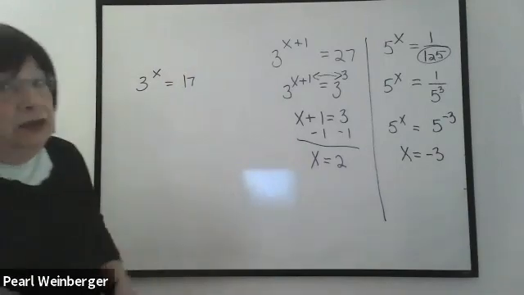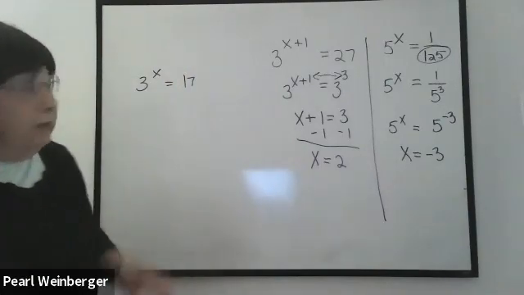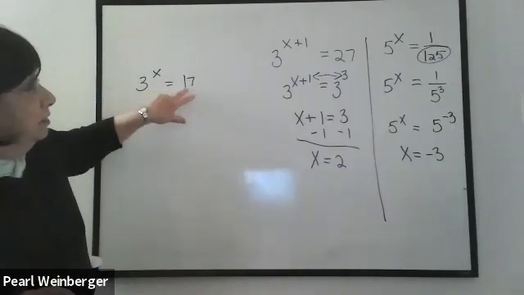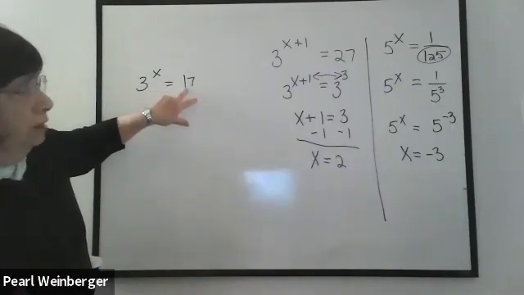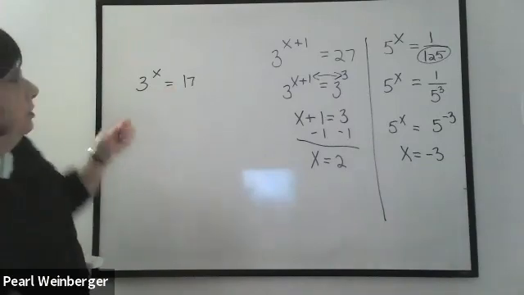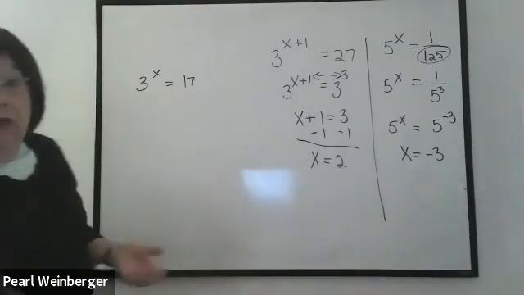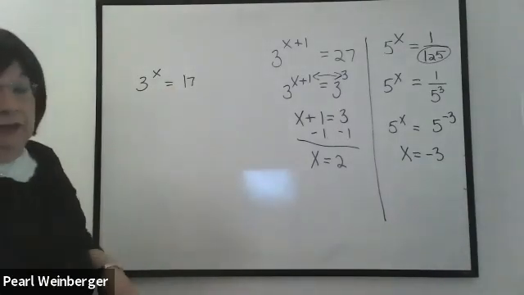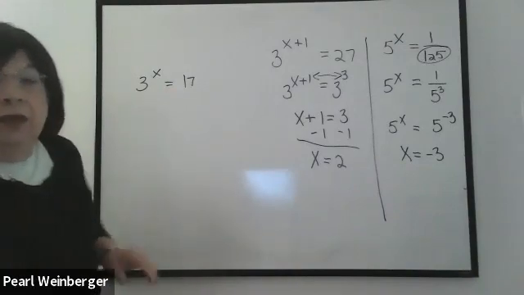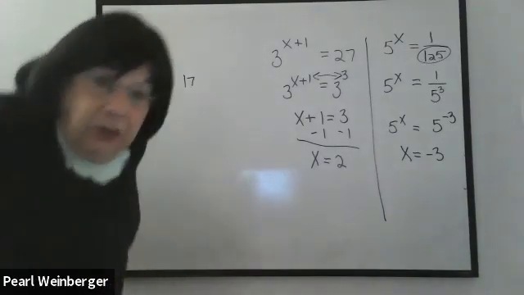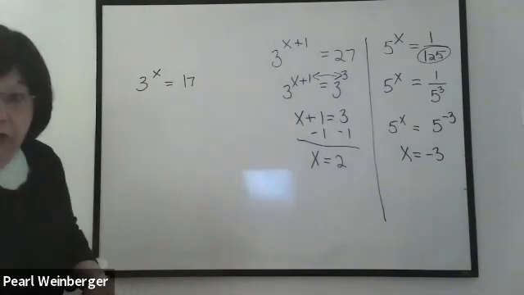That's something that could happen anytime. Who says that the number they're giving you can be written in the base that they're giving you? How do I know I can write 17 in base 3? There's a way of using logs that can solve this question.